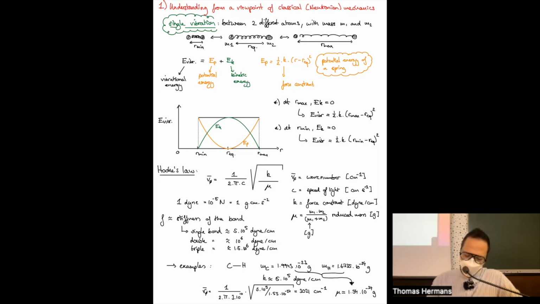Okay, so again, this k is proportional to the stiffness of the bond. For a single bond, for example carbon-carbon, it's roughly 5×10 to the 5th dyne per centimeter.